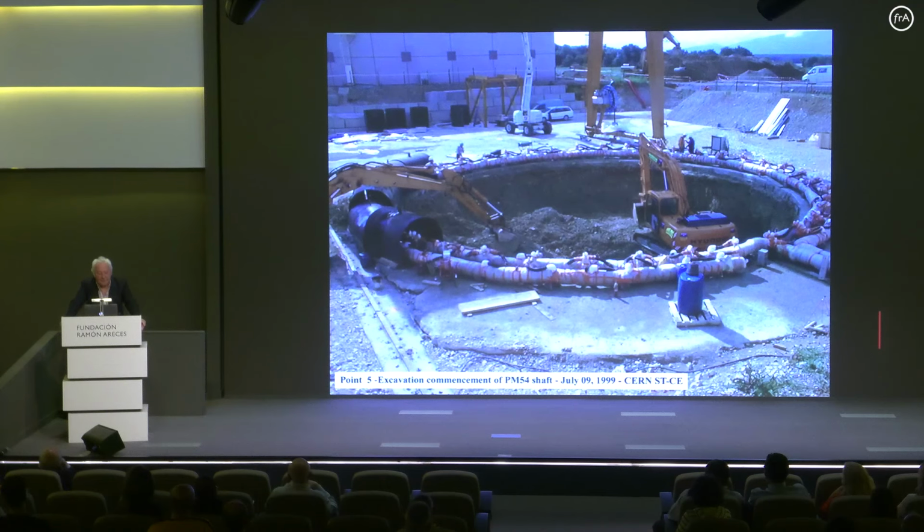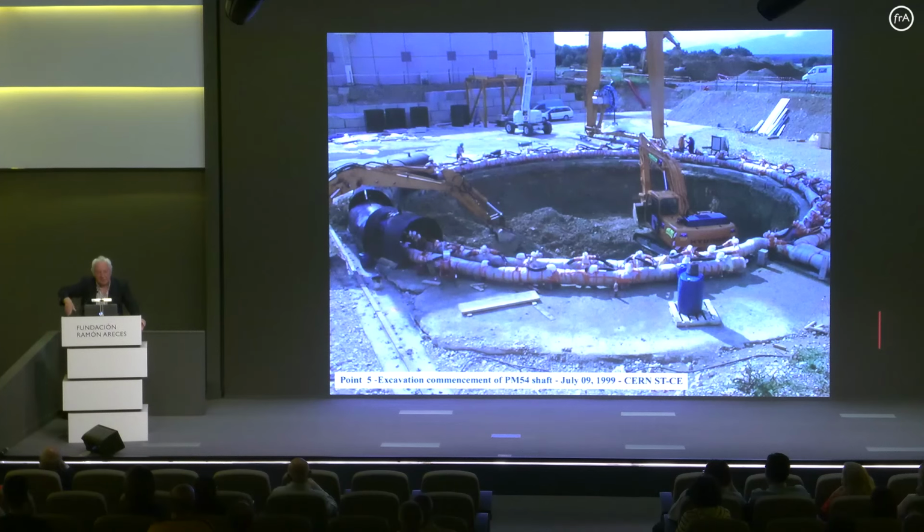So the plan was to freeze, make an ice wall around the region, divert the river, and excavate inside that ice wall using brine. But it turned out to be too difficult. And in the end, we had to use liquid nitrogen. So these are pipes of liquid nitrogen being pumped down to about minus 30 meters in order to produce the safe ice wall so that the shaft could be dug inside.